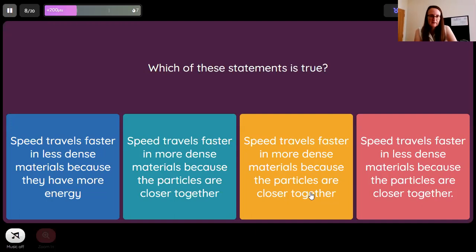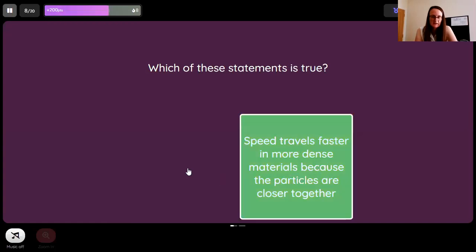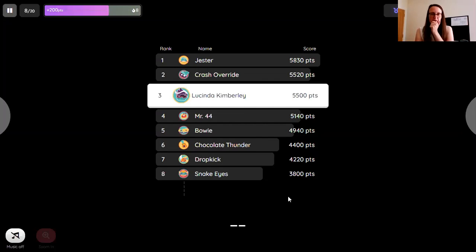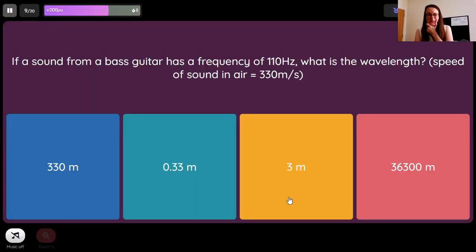Okay, now we've actually got 2 that say the same thing. So hopefully I chose the right one. If you got that one wrong, I'll spot it and give you an extra mark.